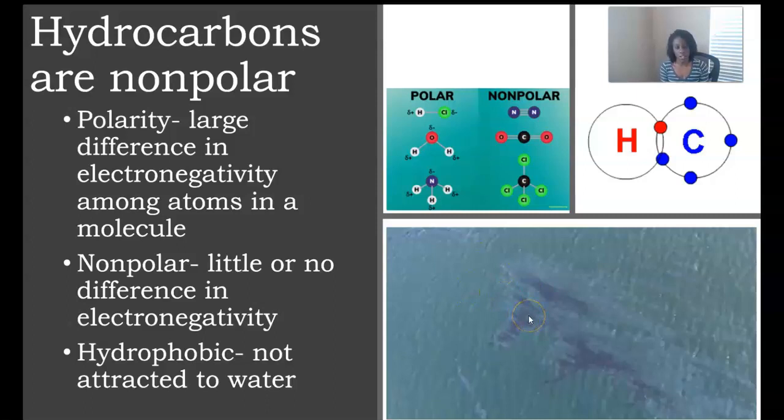Basically, it's not attracted to the water, so it's not going to mix or dissolve or blend with the water. It's going to try to stay separate from it. Of course, it can't fly away or jump away from the water, but it can create a separate layer. And that's usually what you see happen when you're looking at oil spills.